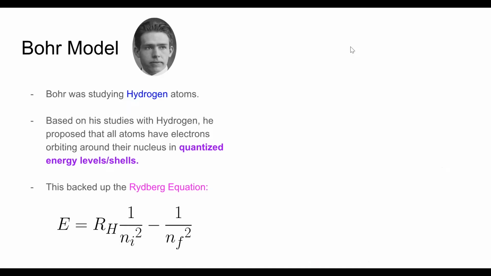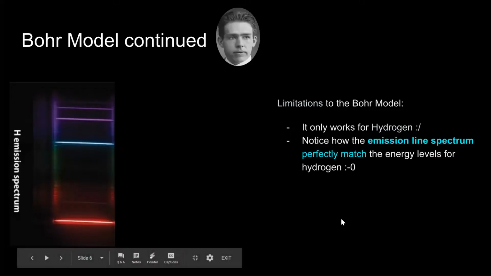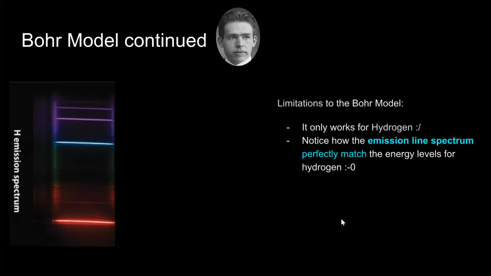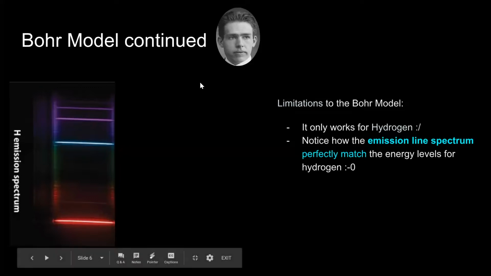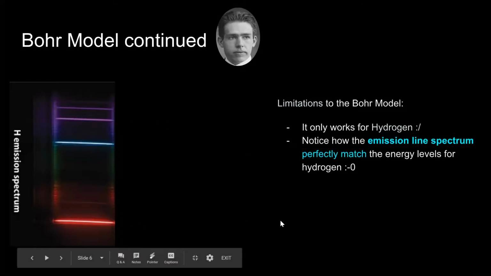Next slide. So Bohr's model continued. Basically, Bohr's model confirms that the Rydberg equation will only work for hydrogen, though. There are limitations to this because it only works for hydrogen, since that was the only atom that Bohr worked with. And this basically confirms the emission line spectrum for hydrogen.